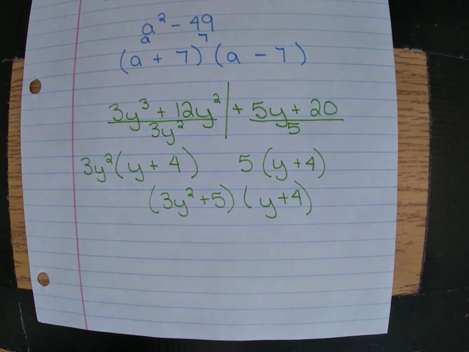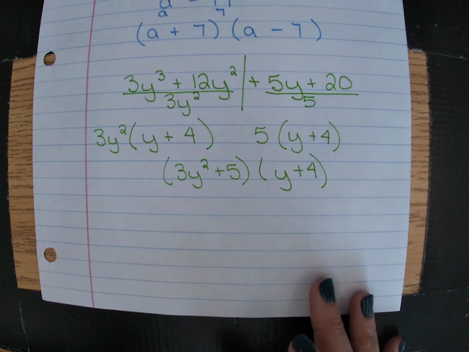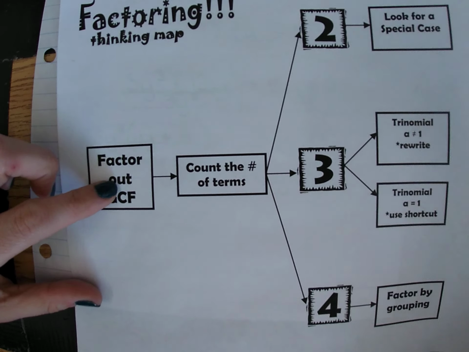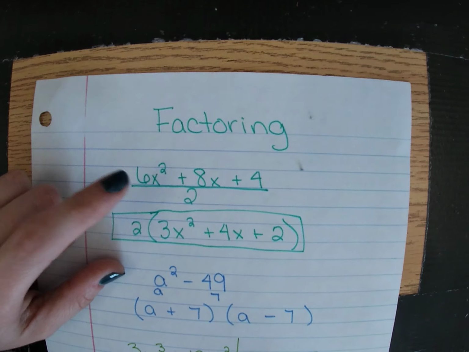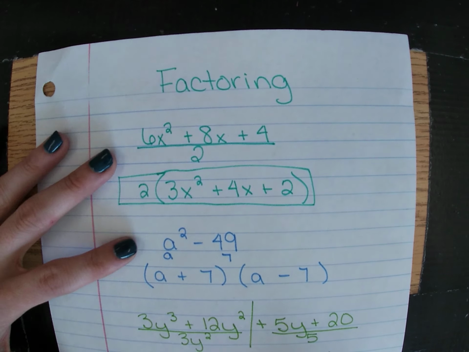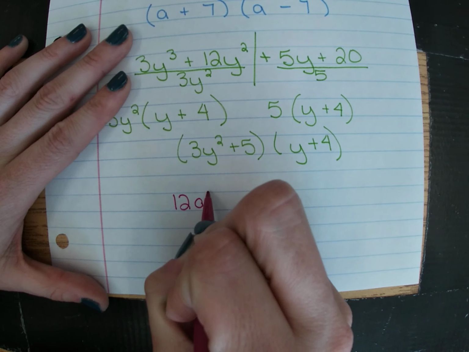Now, this works for any type of problem. Whether you're given a trinomial or something else, I'm not going to go back through and do every single type of problem. I just really want you to focus on the fact that we are checking for this GCF first before we go into the number of terms, because just like I said up here, it isn't always what it might initially jump out to be. And that GCF is usually the problem.